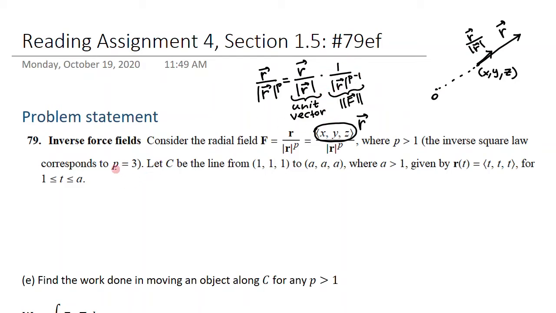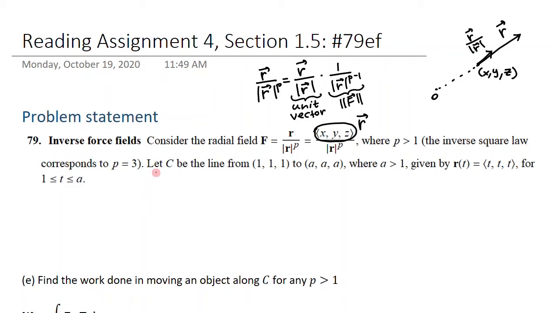Okay, now what happens when P equals 3? When P equals 3, we get magnitude of F equals 1 over magnitude of R to the power of 2. So the force, this field, decays at a rate of 1 divided by magnitude of R to the power of 2. That's why it's called the inverse square law.